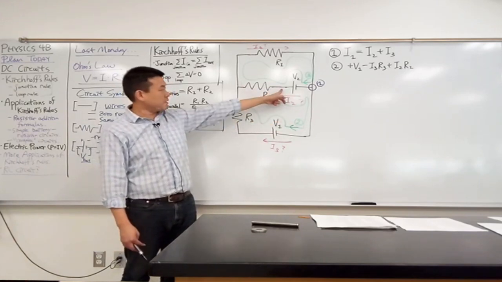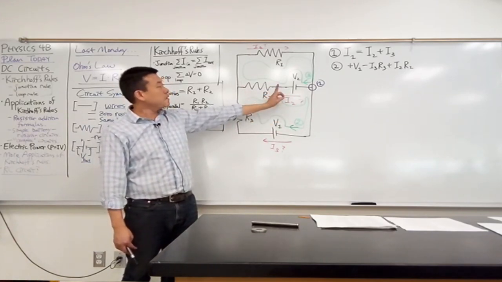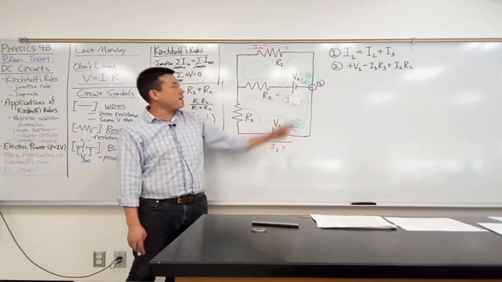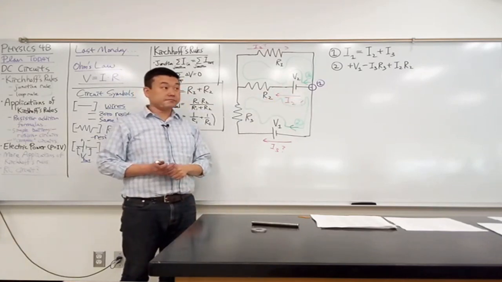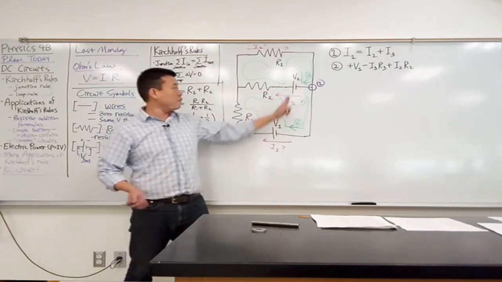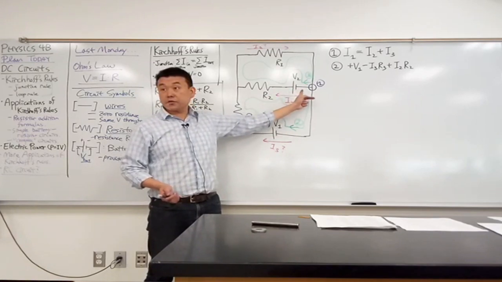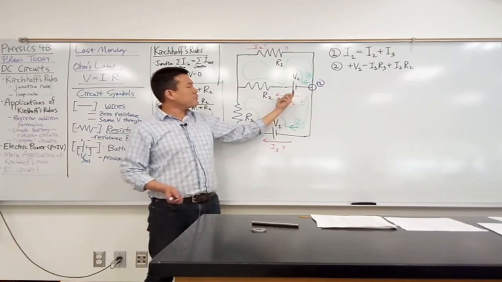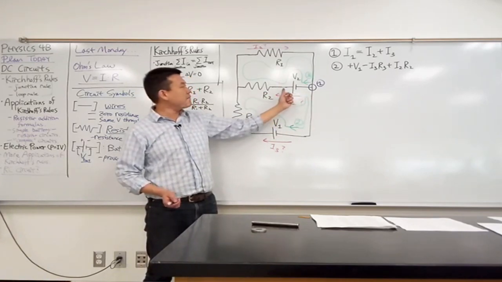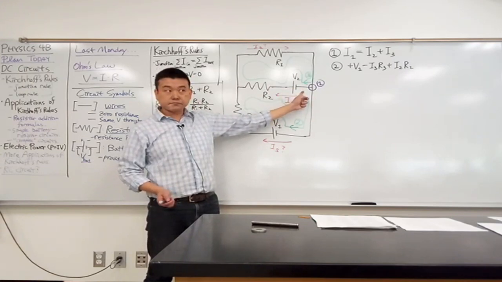Okay, my last element before I come back to complete my loop. So as I go across this battery, am I gaining or losing voltage? Right, losing. I'm going from positive terminal to negative terminal. Now, what if my direction of current were to flip? Then should I say I'm actually gaining voltage?